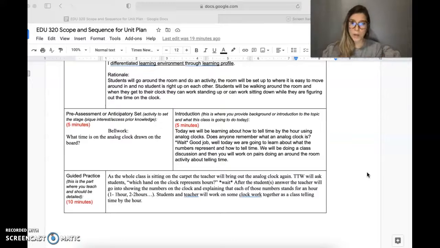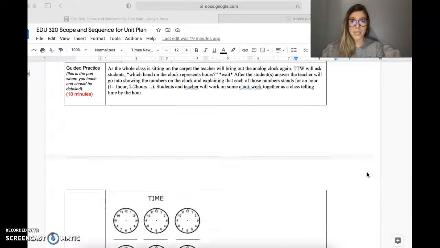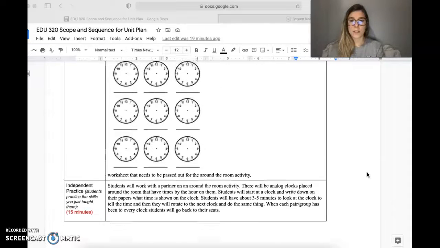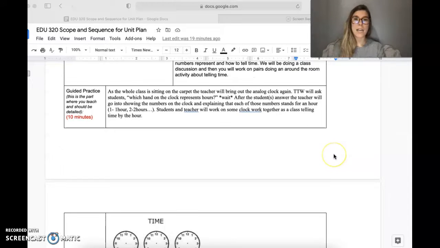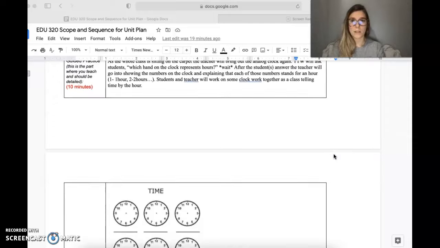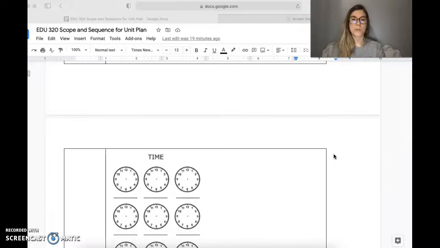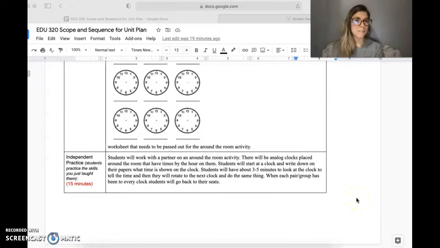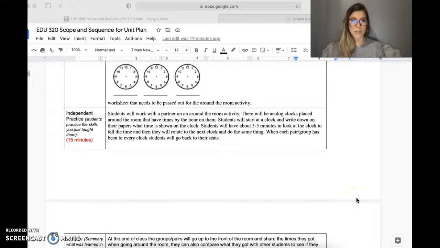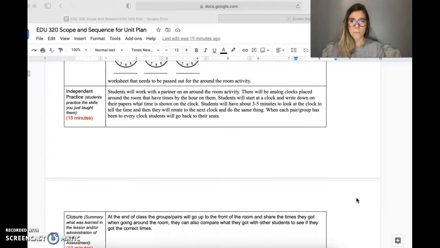Again, they'll have bell work, and for the introduction, I will just explain what we're doing that day. As a whole class, we will talk about the analog clock again, and which hand represents the hours, and then we'll talk about how the 1 on the clock means 1 hour, and the 2 on the clock means 2 hours. This is the worksheet that they will be doing in their independent practice, but they'll be working with their friends, and they'll have 3 to 5 minutes to complete each rotation.